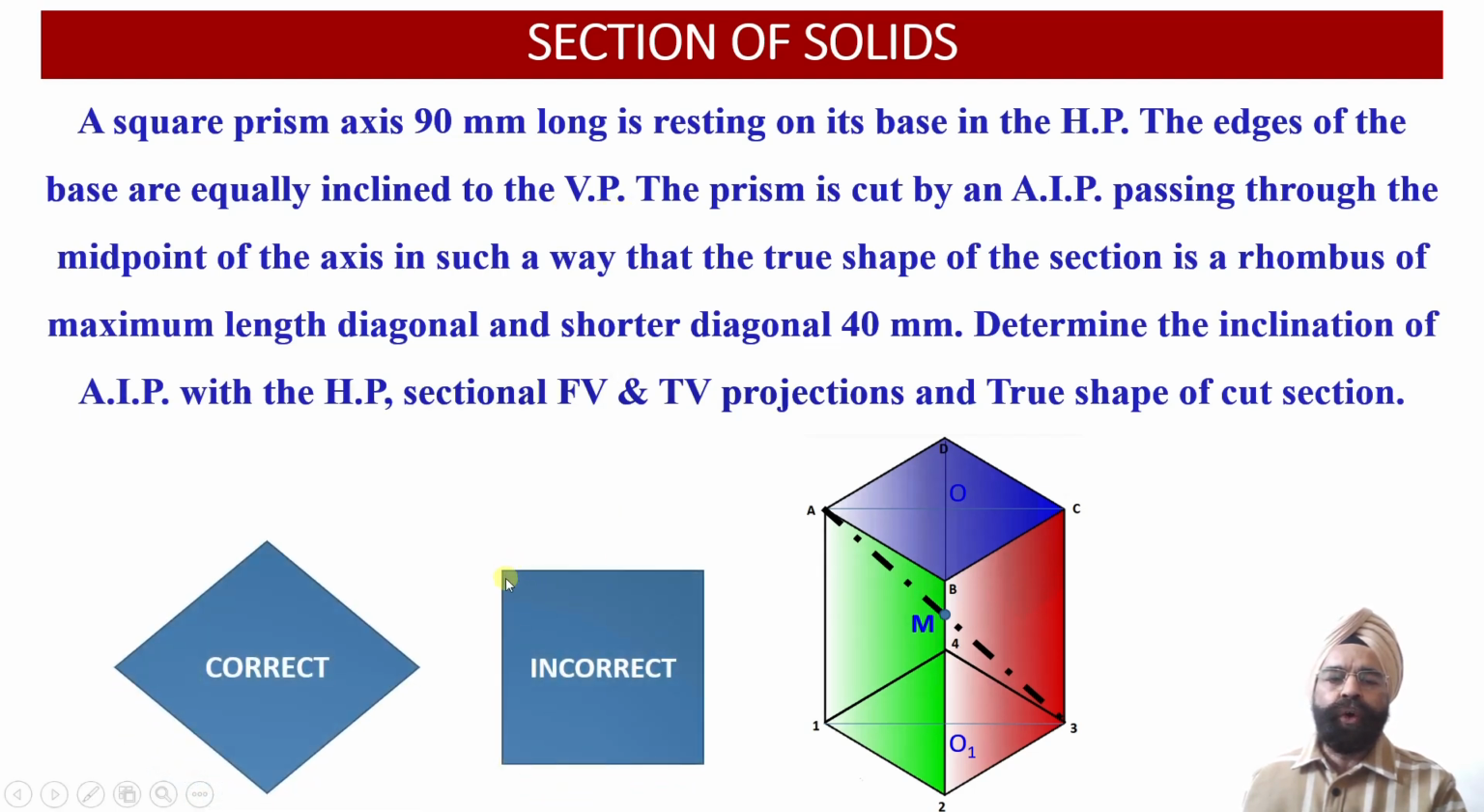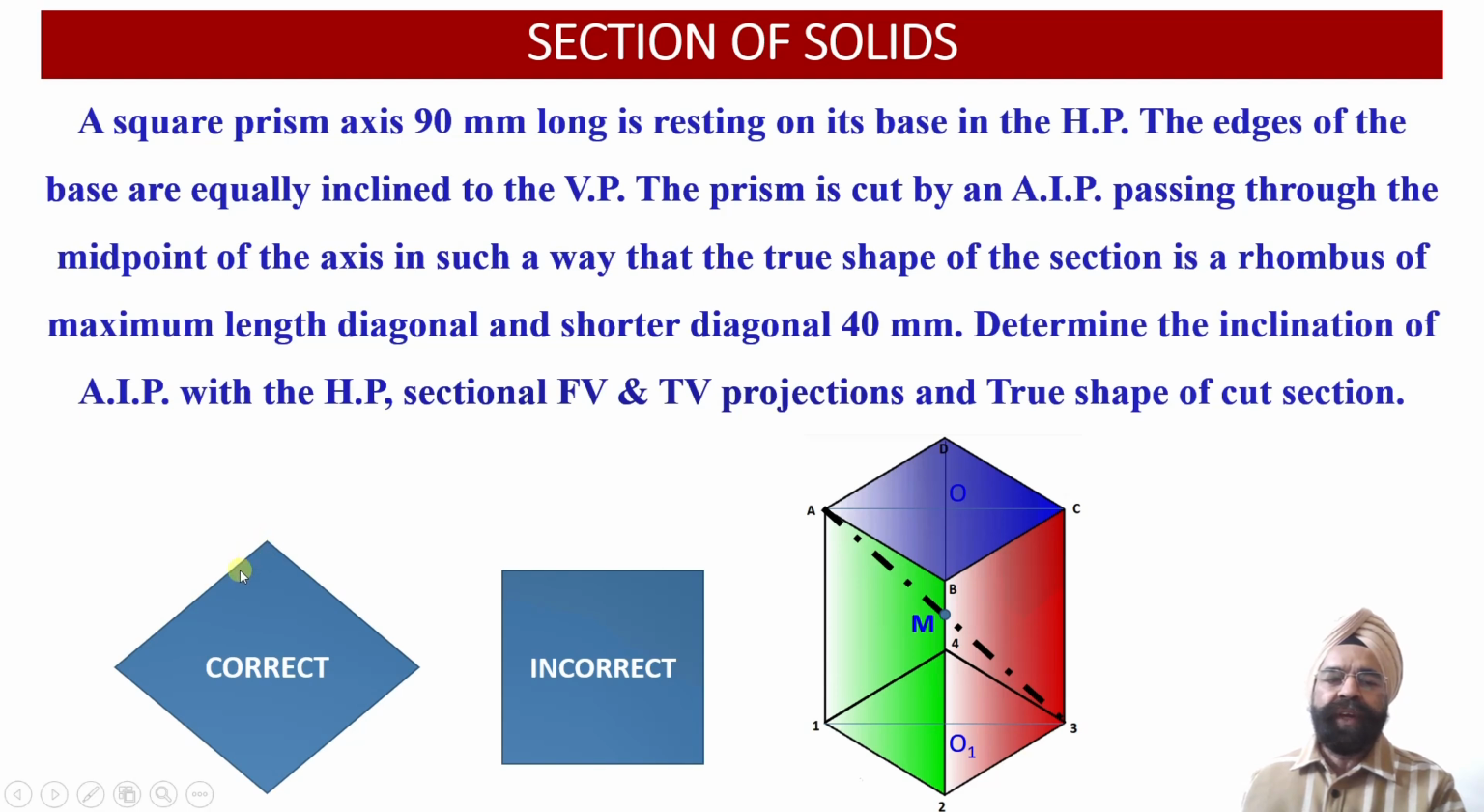So if we orient the square prism with respect to the two reference planes in such a way that the square prism is resting onto its base in this orientation, then we will find that two of the edges of the base happen to be parallel to the vertical plane, and two edges of the base happen to be perpendicular to the vertical plane. So all the edges of the base do not happen to be equally inclined with respect to the vertical plane. So this is the incorrect orientation of the square prism onto the horizontal plane.